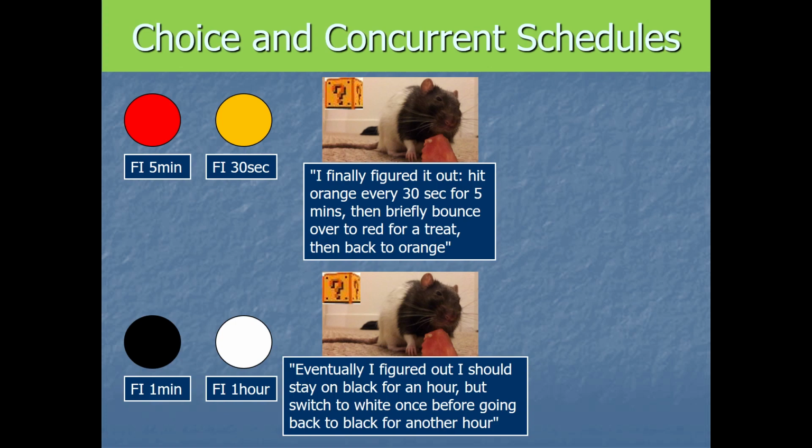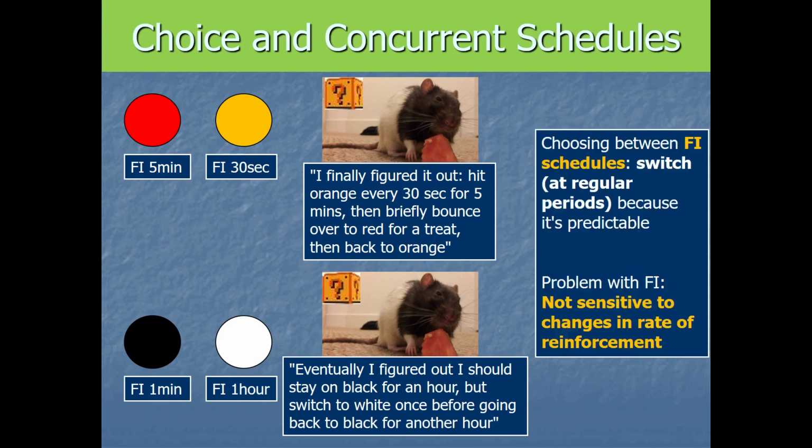So anytime we set up a choice like this between fixed interval schedules, they eventually figure out exactly when to switch at regular periods, right? Or at least, I say exact, but I mean roughly, because they don't have a clock to look at. But they figure out the ideal times to switch at pretty regular periods because it's so predictable. The problem is it's probably too predictable to model a lot of real life choices that we'd find interesting to study when we're studying choice behavior.